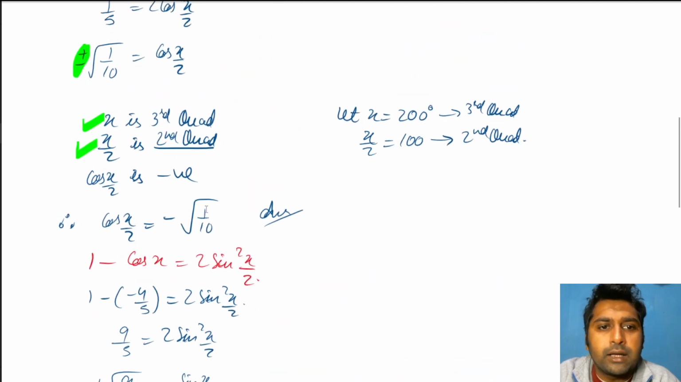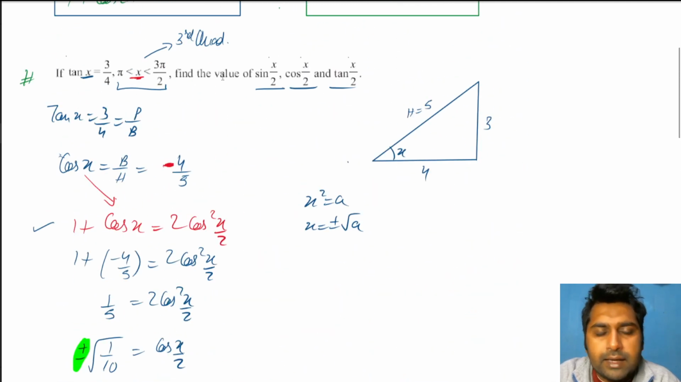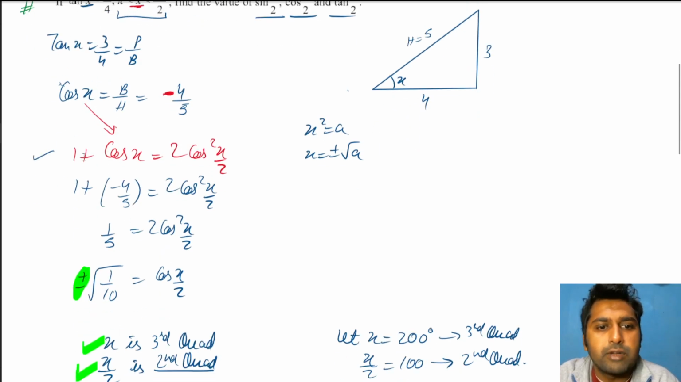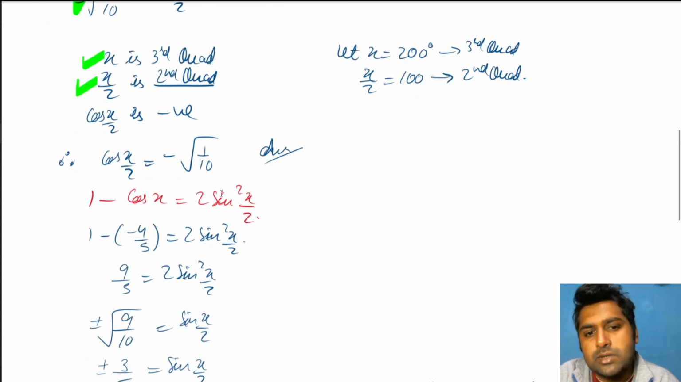So remember, any time they ask you sine x by 2, cos x by 2, tan x by 2, anything, you need cos. You don't need tan anything. If you get tan, convert it to cos and then use this property directly. 1 plus cos is 2 cos square x by 2. 1 minus cos is 2 sine square x by 2 directly.